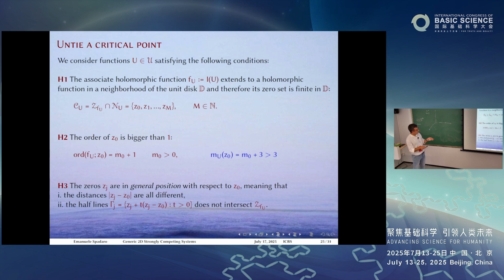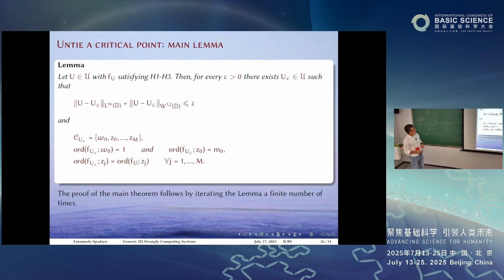So once you are in this sort of generic situation, what we prove is the following lemma. That actually we can find for every epsilon a nearby solution u epsilon, which is close in L infinity and in W^{1,2}, in such a way that we have added one more critical point to the set of critical points. They are the same as before, plus omega 0. Omega 0 is an order 0 point for the ops differential. So multiplicity 3 points, a good point for us. And we have reduced the multiplicity of z0 by 1. And the others keep unchanged.